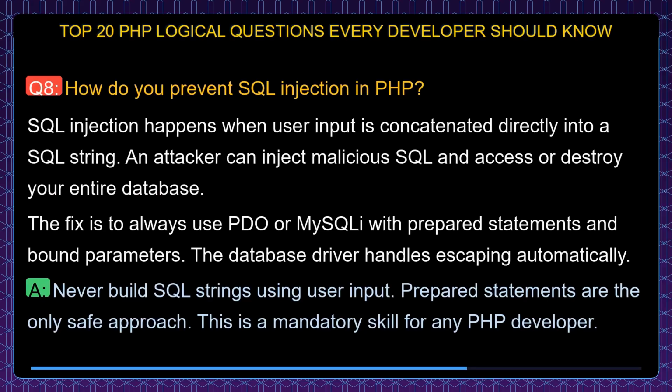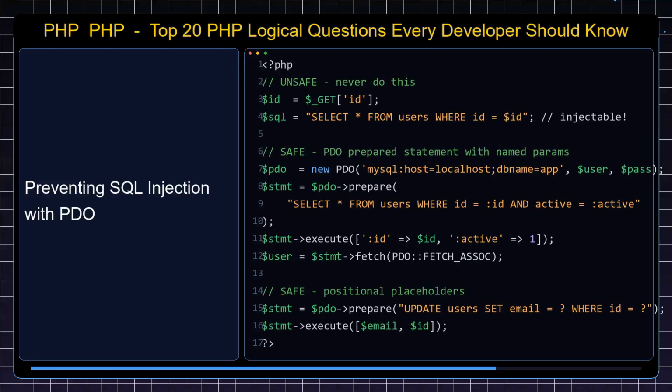Q8. How do you prevent SQL injection in PHP? SQL injection happens when user input is concatenated directly into a SQL string. An attacker can inject malicious SQL and access or destroy your entire database. The fix is to always use PDO or MySQLi with prepared statements and bound parameters. The database driver handles escaping automatically. A. Never build SQL strings using user input. Prepared statements are the only safe approach. This is a mandatory skill for any PHP developer. Preventing SQL injection with PDO.